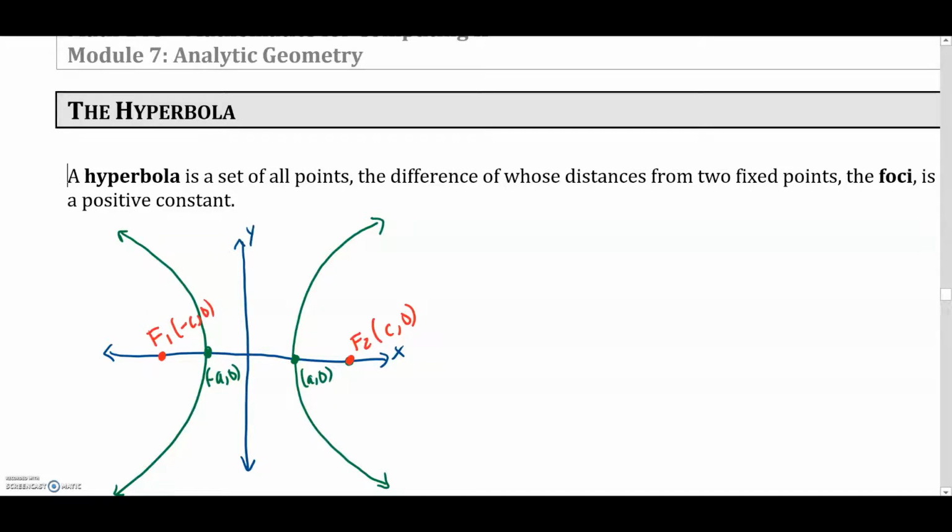And each point on the hyperbola will have a distance to each focus, and we'll call these distances D1 and D2. So the difference, D2 minus D1, will remain constant for all points on the hyperbola.